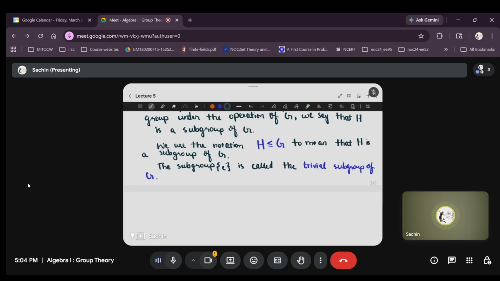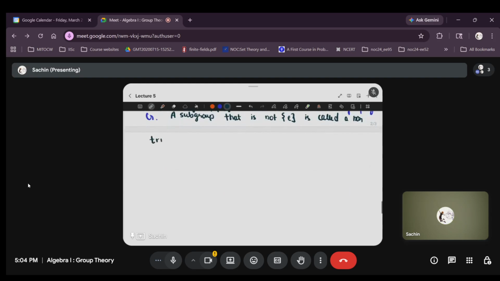And if it is not a trivial subgroup, we'll simply call it a non-trivial subgroup of G. A subgroup that is not {e} is called a non-trivial subgroup of G. Then the other thing was, G is always a subgroup of G.